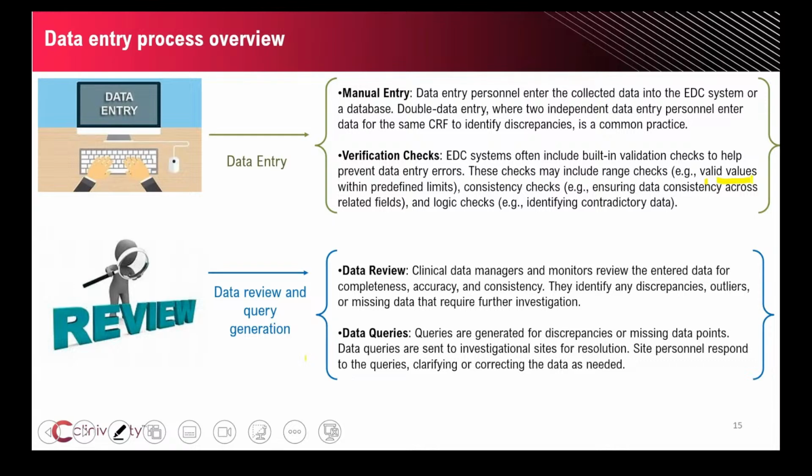There will also be certain logic checks which will identify any contradictory data. For example, let's say your CRF design is such that the pregnancy form will stay irrespective of whether the subject is male or female. If that happens, then there has to be a check. So if the subject is male and the pregnancy form is completed, a query should fire. So this is a logical kind of check.